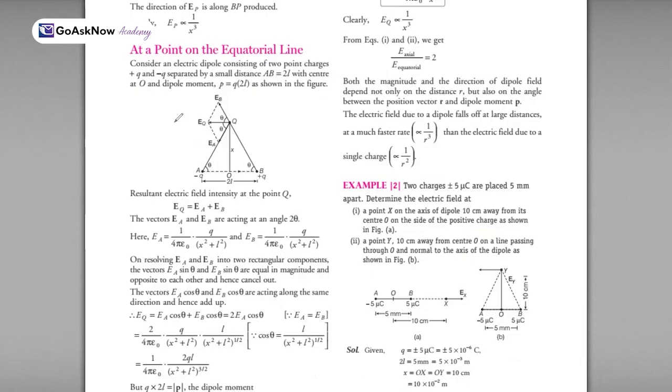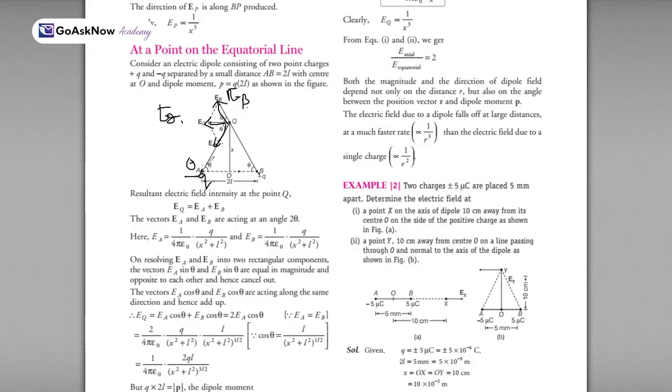So, the electric field due to the charge minus q has its direction along this direction, because it will be in the inward direction due to the minus q charge, and due to the plus q charge it will be in the outward direction, EB, like that. So the resultant will come in between them, and that will be equal to EQ. Okay, that is shown here also.